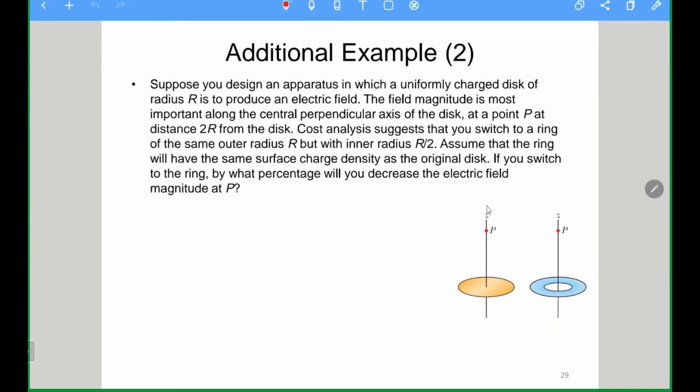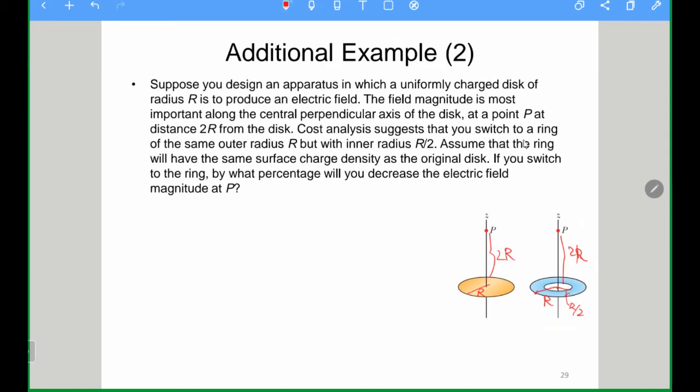So this is the axis of the plate. This point is at distance 2r from the disk. So you can consider r is the radius, and this distance is 2r. Okay, so cost analysis suggests that you switch to a ring of the same outer radius r, but with the inner radius r/2. So which means that you can save this part of material.